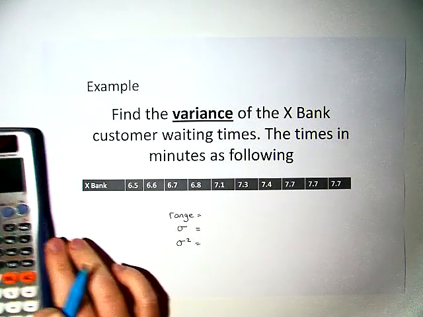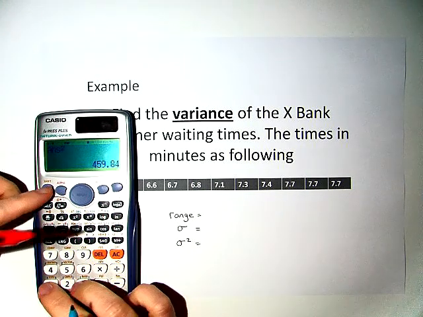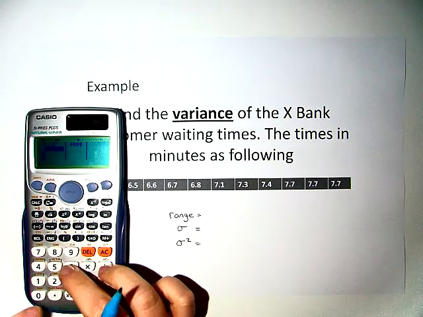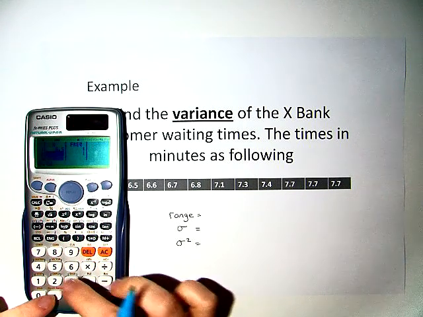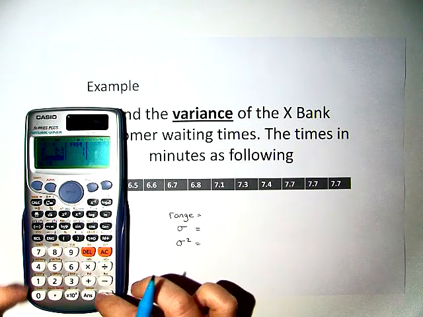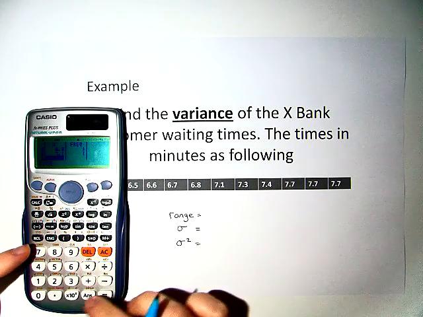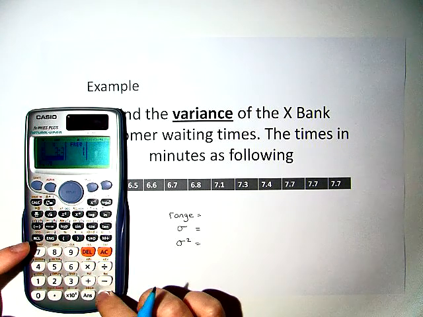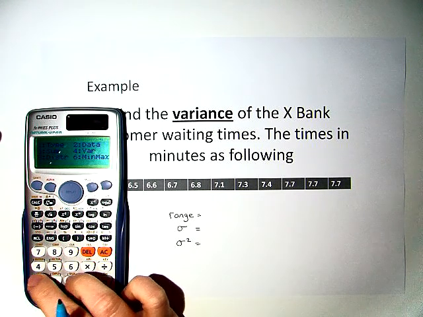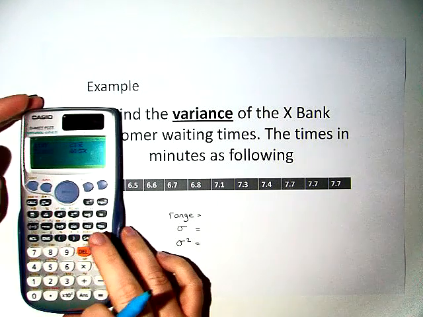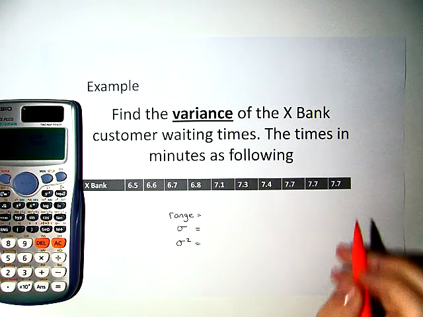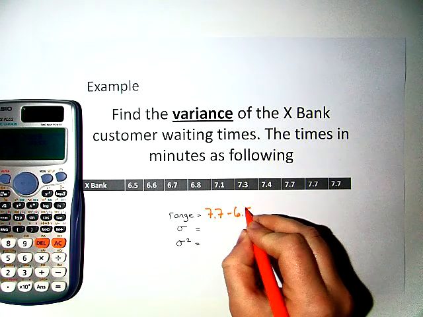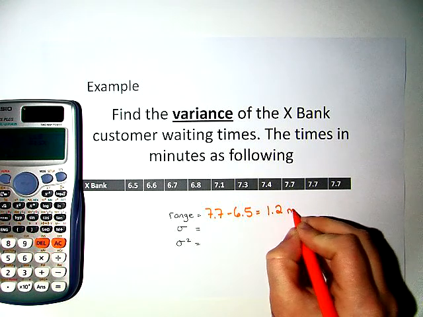If we go back to stat and we put in this data, okay, so shift, stat, data, we're going to clear out the data we have, and we're going to put this in: 6.5, 6.6, 6.7, 6.8, 7.1, 7.3, 7.4, 7.7, 7.7, 7.7. Okay, shift, stat, variation, and we're going to start with the range. Okay, the range is the largest number minus the smallest number. 7.7 minus 6.5, and we get that the range is 1.2 minutes.